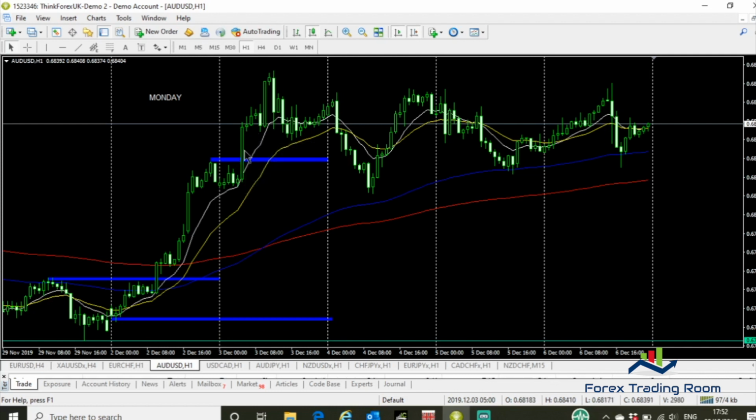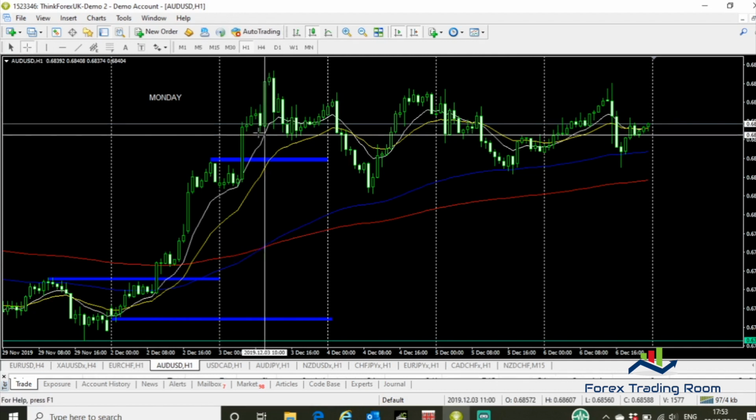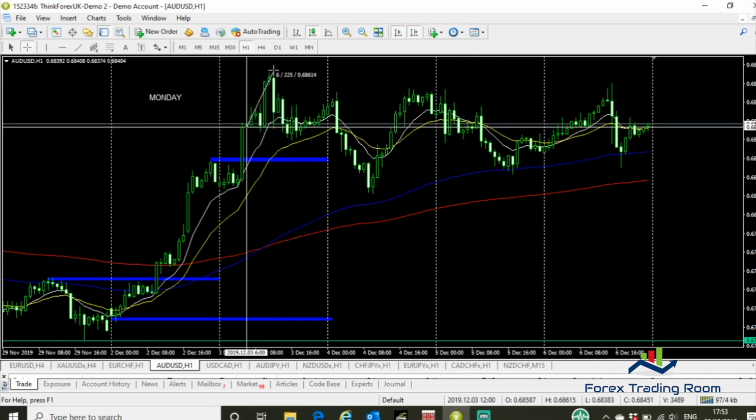You could have been a buyer anywhere here if you were up early in the morning, or you could have waited around this level to be a buyer. Your stop loss though on this trade would have had to have been right the way down here, because this was the previous day's low. So although we can see what happened, this would have made it a very poor risk to reward. But we can also see that if we did get in the trade around this area, we had a good 20 odd pips.